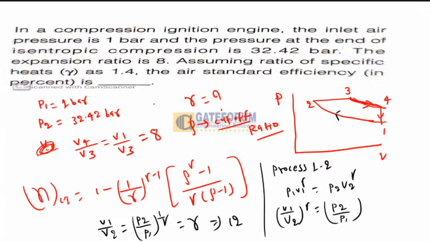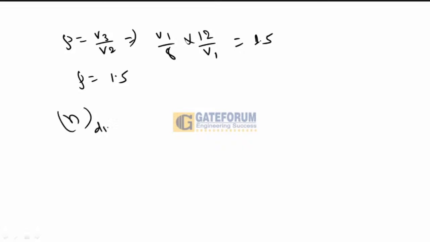From there you know v4, so by this relation if you solve, you will get the value of rho. You can directly write v3 upon v2, so v1 upon 8 multiplied by 12 upon v1. So directly you can find this value, and it comes out to be 1.5. So all the things you have calculated: rho is 1.5. So now you can calculate the efficiency very easily.